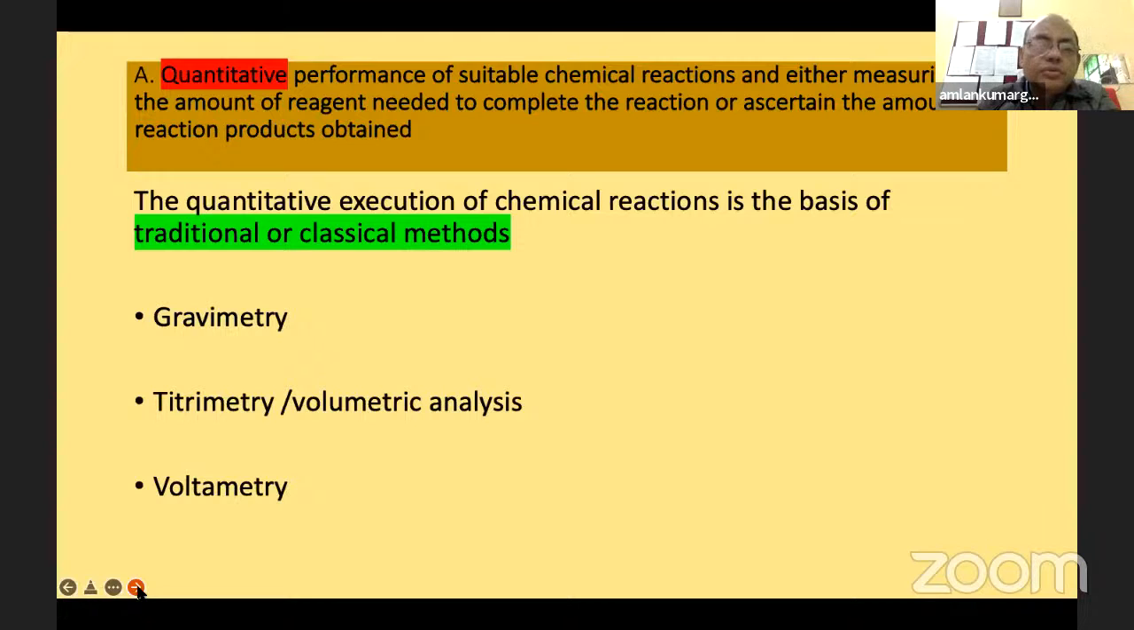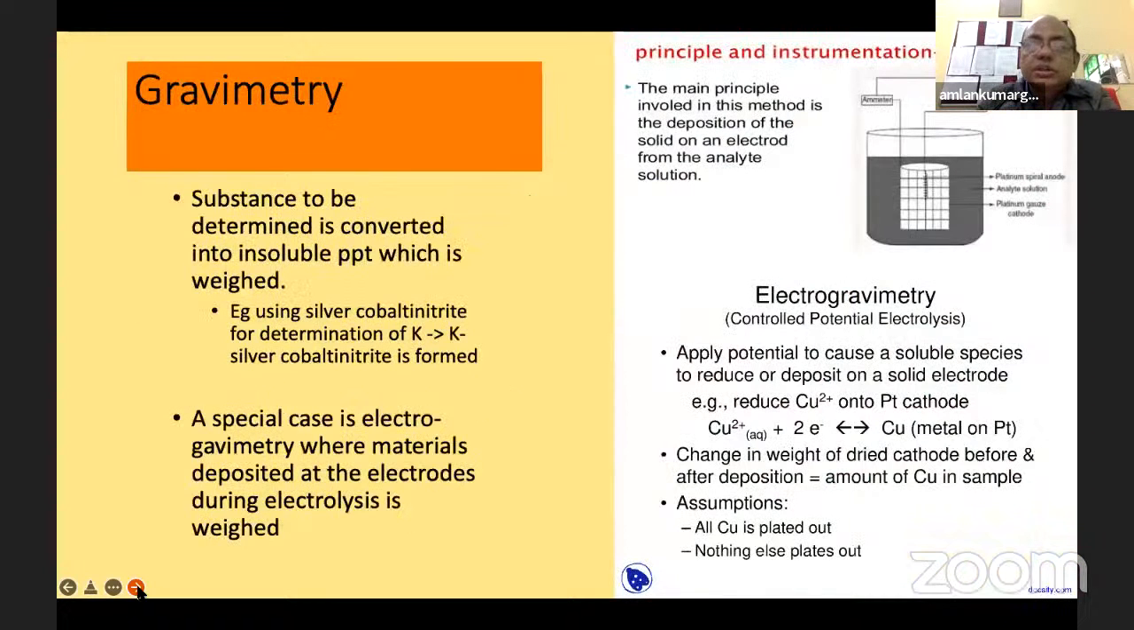They are normally of 3 types: gravimetry, titrimetry, and voltammetry. Gravimetry is nowadays no more used. What is the main principle of gravimetry? The substance that we want to analyze, we first make a precipitate of it. We wash that precipitate of impurities, we dry that precipitate, and we weigh that precipitate.